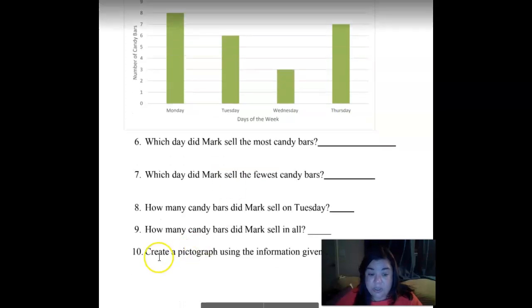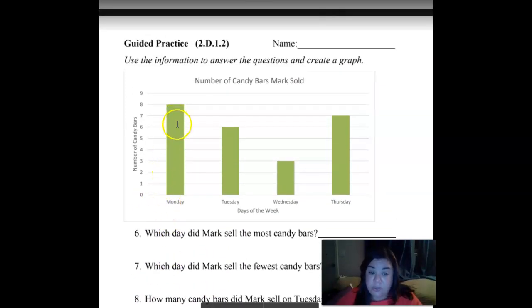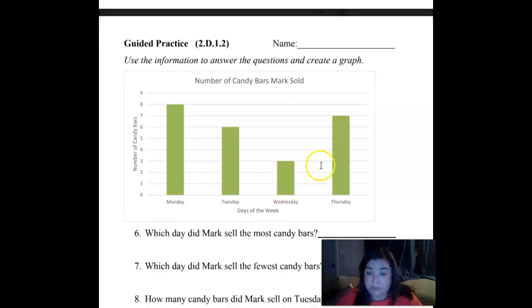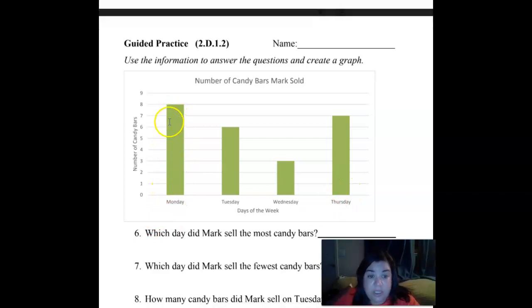And then the last one says to create a pictograph using the information given. So you would make pictures for each one. So you would make a candy for each one. So choose a candy and then draw that for each one. Pause this and try making a pictograph for this now.